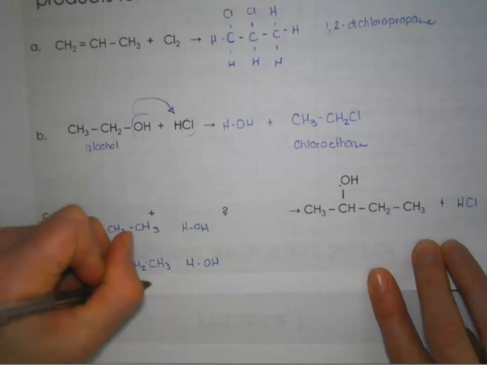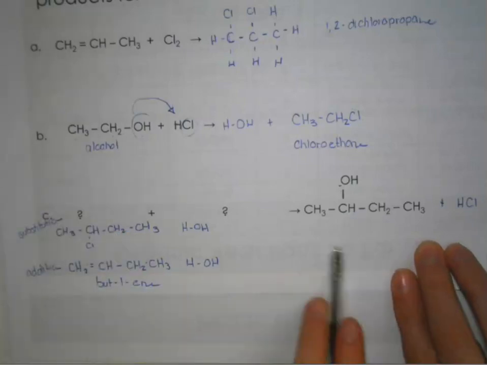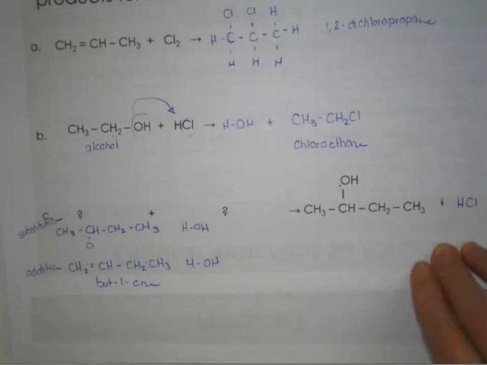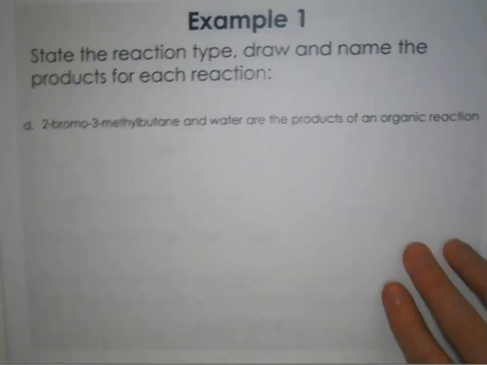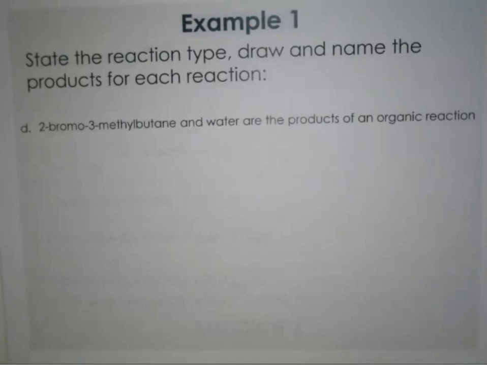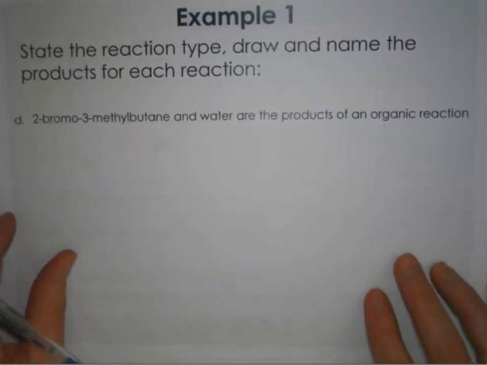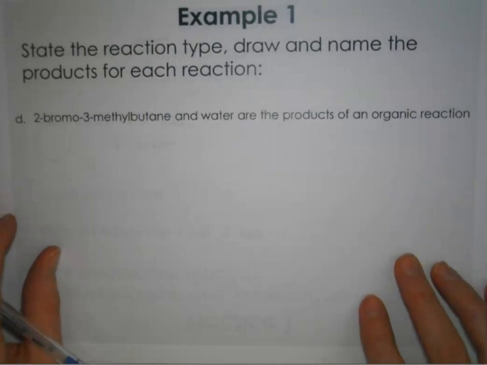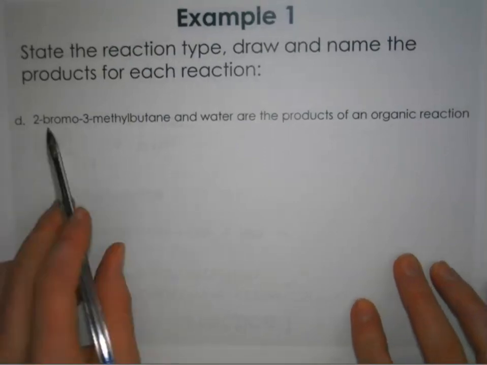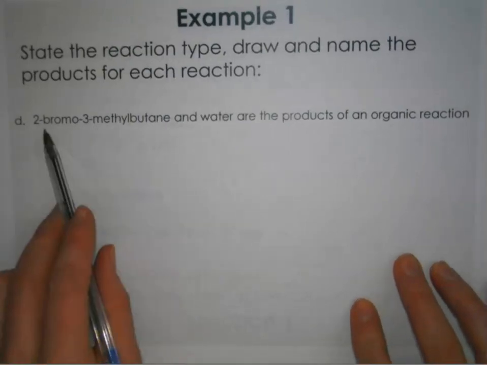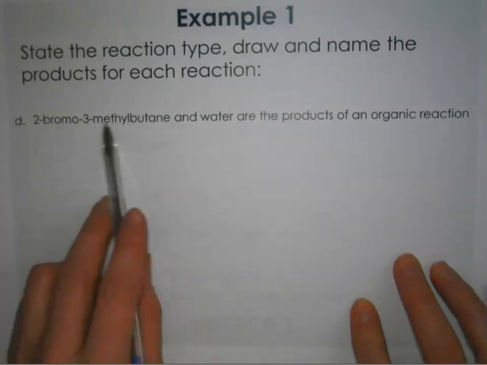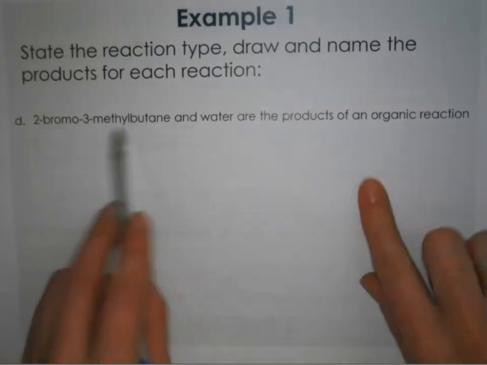But-1-ene as our reactant, and then that would give us this as a product. Okay. Let's see. One more of this would be 2-bromo-3-methylbutane and water as the products of an organic reaction. So we end up with a halogenated compound, an alkyl halide. So maybe let's draw that out.